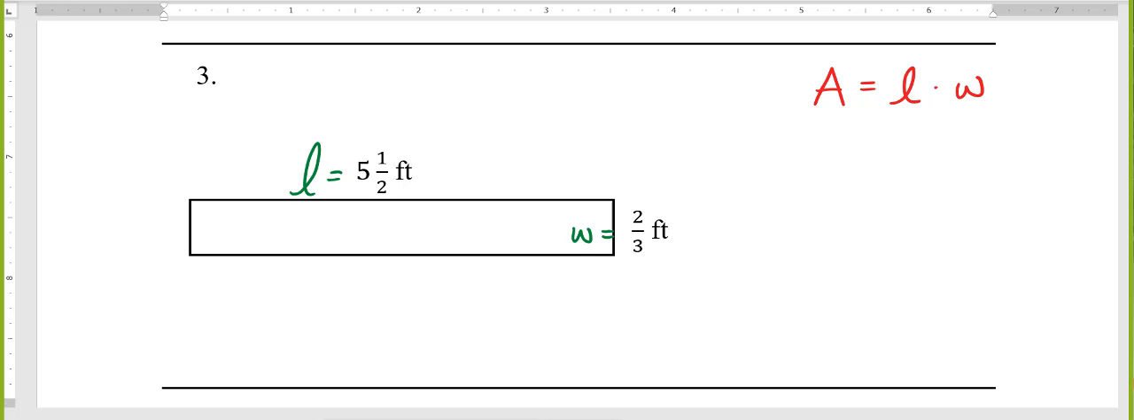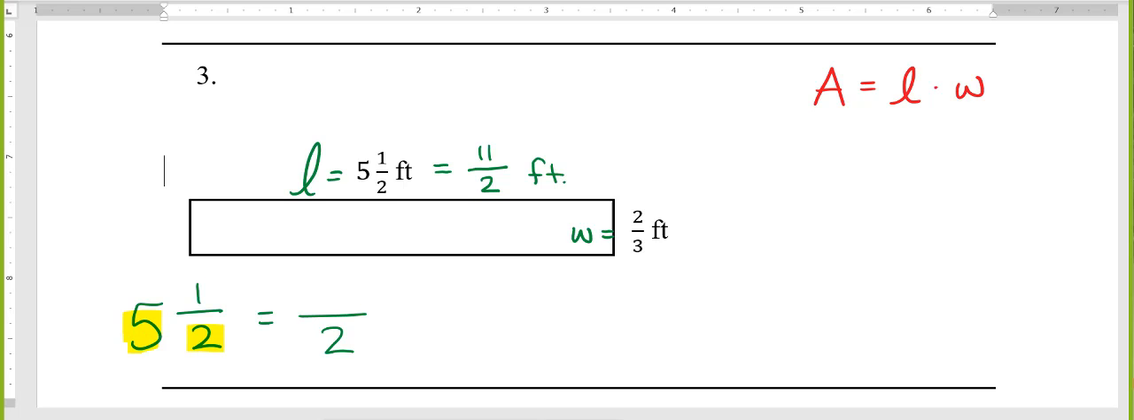I see that I have fractions involved. I have to go back and remember when I multiply fractions, I have to convert this mixed number into an improper fraction. So this mixed number becomes 2 times 5 is 10 plus 1 is 11 over 2 feet. Again, if I want to convert 5 1/2 into an improper fraction, I keep my denominator and I say 2 times 5 is 10 plus 1 would give me 11.